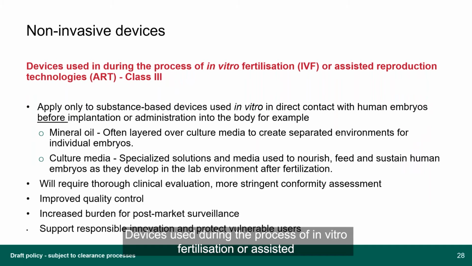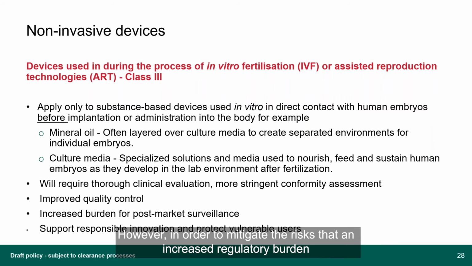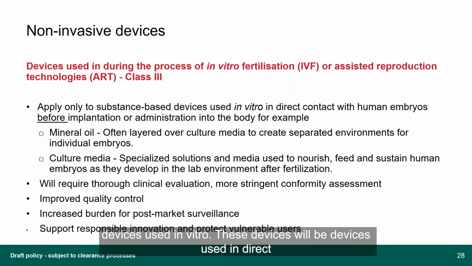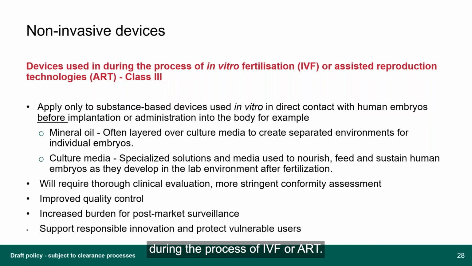Devices used during the process of in vitro fertilization or assisted reproduction technologies will be classified as Class 3. However, in order to mitigate the risks that an increased regulatory burden would make these processes inaccessible for users due to the high costs associated with collection of clinical data or post-market surveillance, this rule will only apply to the riskiest devices and be limited to substance-based devices used in vitro. These devices will be devices used in direct contact with human embryos before implantation or administration into the body during the process of IVF or ART.